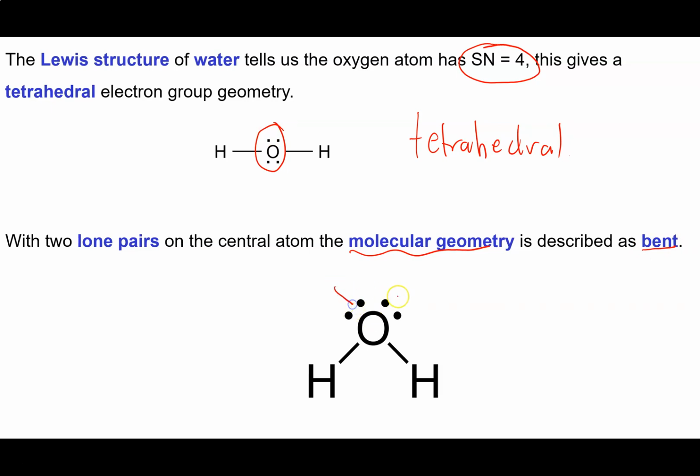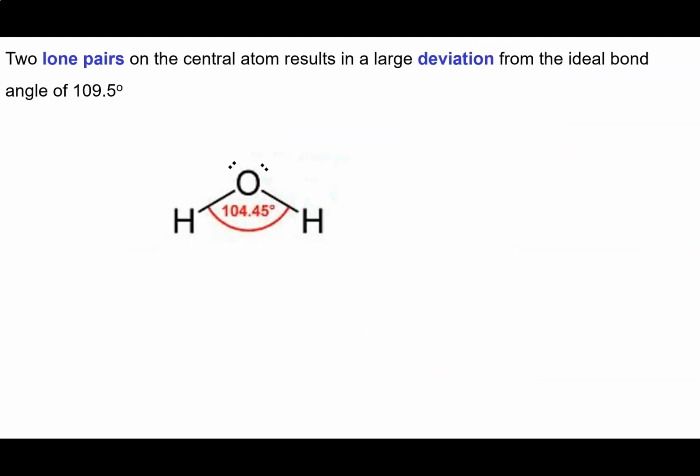It's kind of interesting to think about this. The ideal tetrahedral angle is 109.5. Now we've got 2 lone pairs which are extra repulsive, so I'm expecting that to come in quite a lot from 109.5. So what do we see when we measure the bond angle in water? It's a full 5 degrees under the ideal bond angle, and that's because we've got 2 of these lone pairs here, and that causes a large deviation from the ideal bond angle.